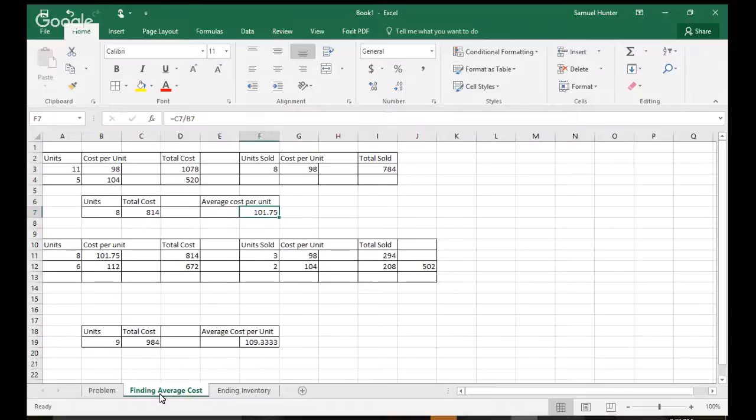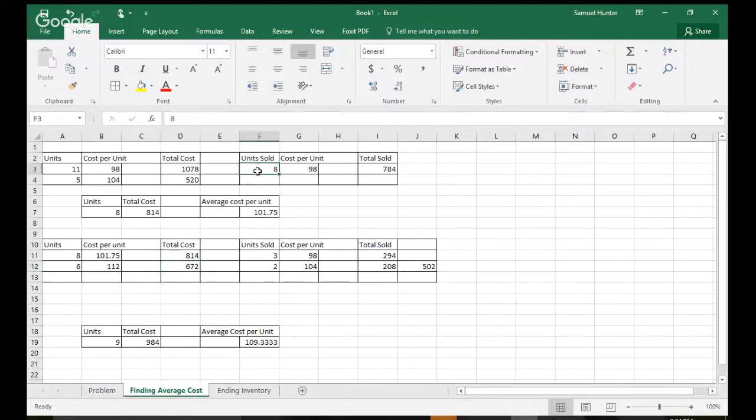So we're going to find the unit cost. We come back to this area, and we know that we stopped at 814 total cost, and then we made a purchase of 6 more units at a cost per unit of 112, which equals $672 total cost. And we made another sale before of 5 total units.